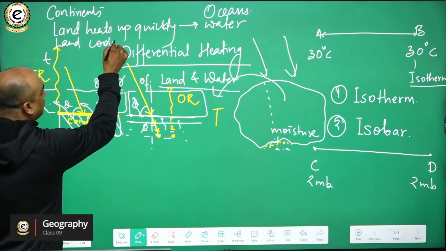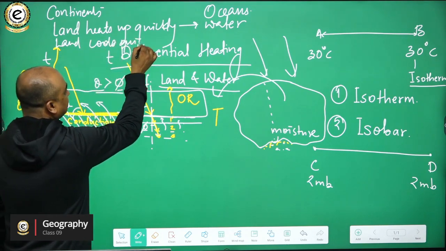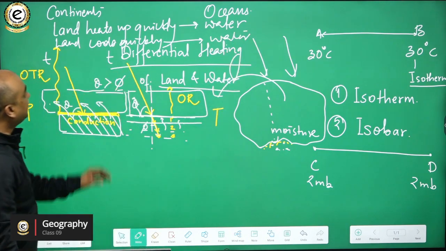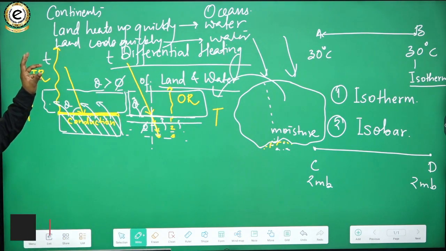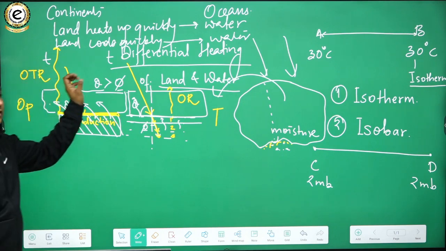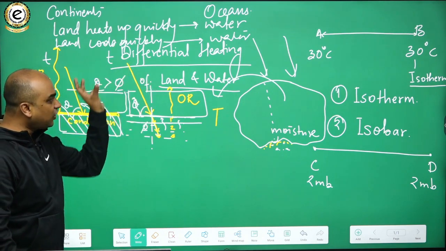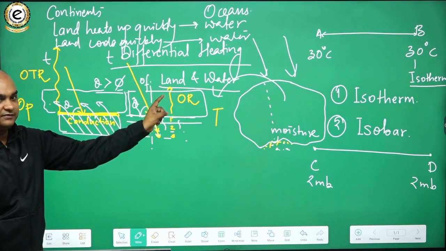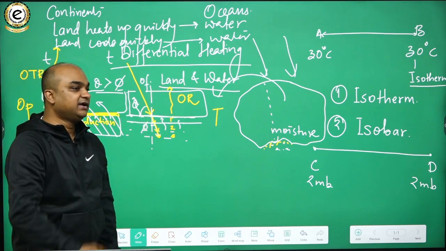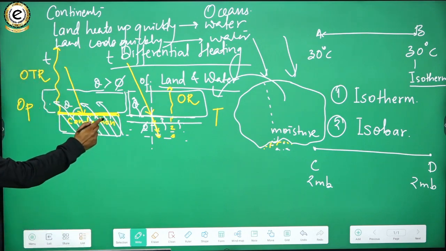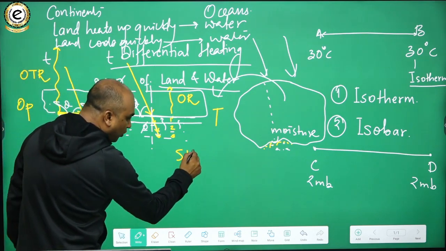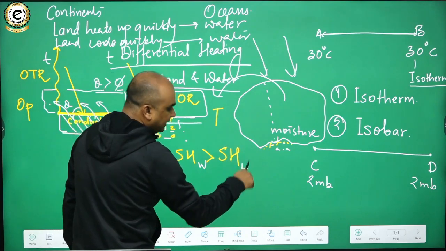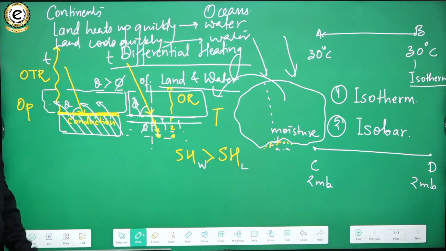Land cools quickly when compared to water. I can say this, that continents heat up quickly when compared to oceans and cool quickly when compared to oceans. This phenomenon is known as the differential heating of land and water. If I have to put it more technically, I would say that the specific heat of water is more than the specific heat of land.